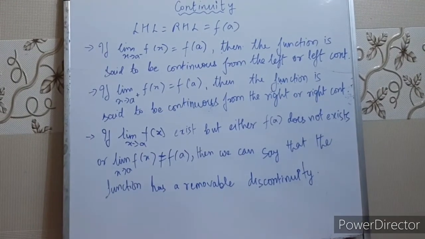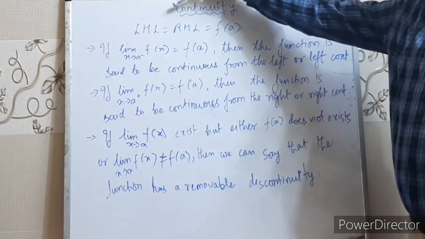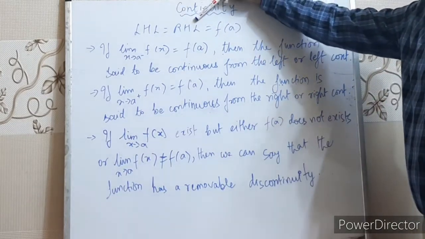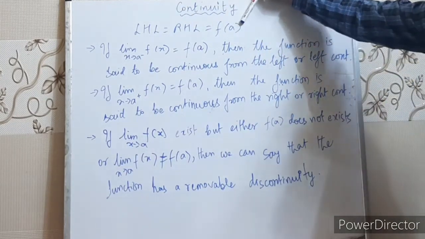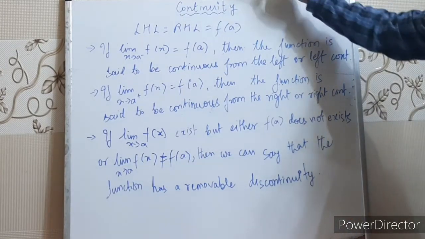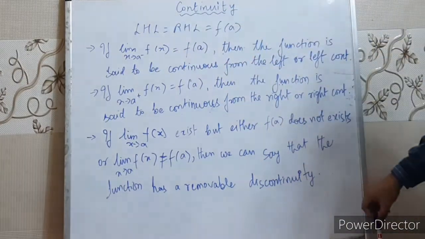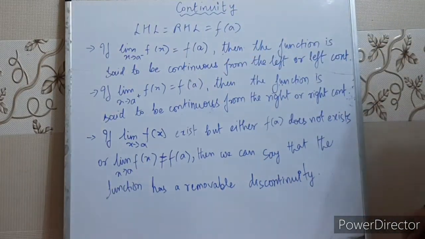Children, we have just studied that the function can only be continuous if the left hand limit of the function is equal to the right hand limit of the function is equal to the value of the function at that point. That means at x equals a. Then only the function is said to be continuous. Otherwise, if any value is not equal, the function will be discontinuous at x equals a.